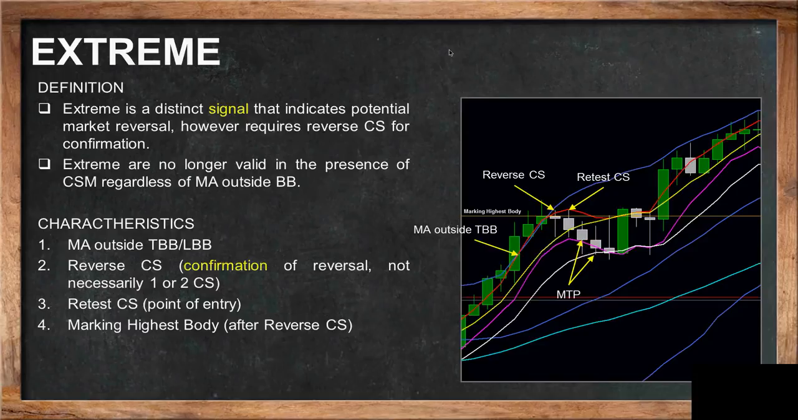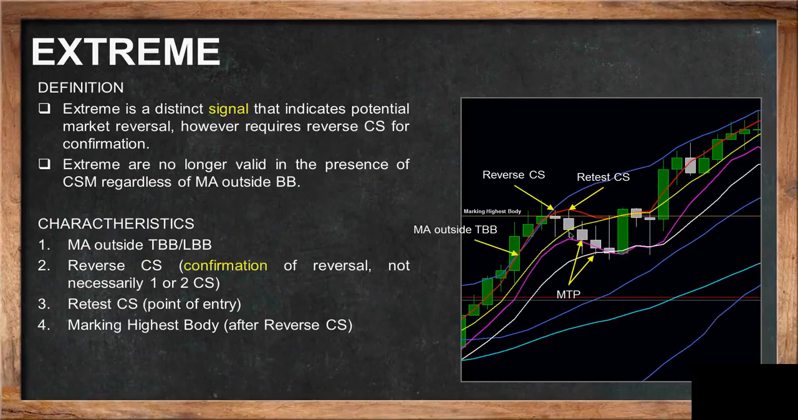That's the definition, and that's the perception you need to tell yourself, because every time you have an extreme, it doesn't mean that it's going to reverse immediately. That is only a signal. So what are the characteristics of extreme? There are 4. First of all, you need to have MA outside of the Bollinger Band, either top or low. Then you need to make sure that there's a reverse candle. As soon as you have a reverse candle, then you know there's a potential market reversal.